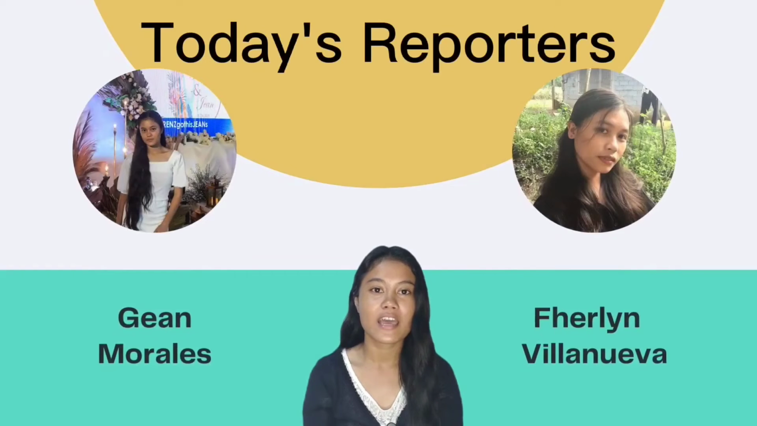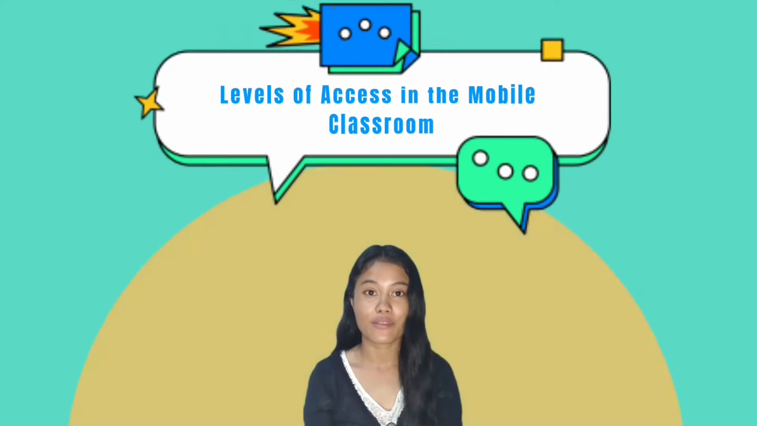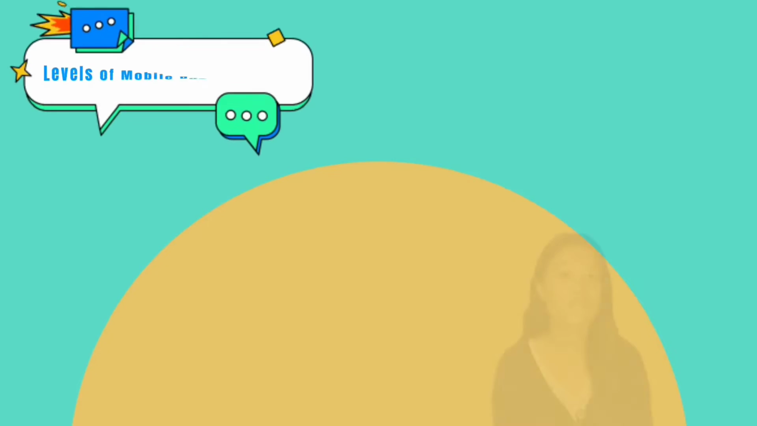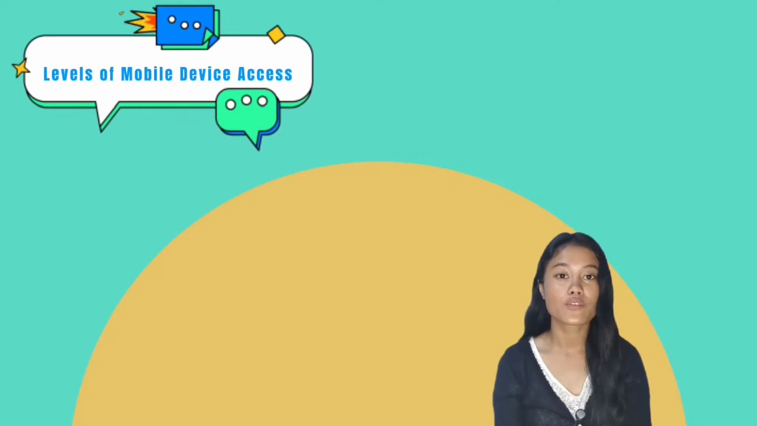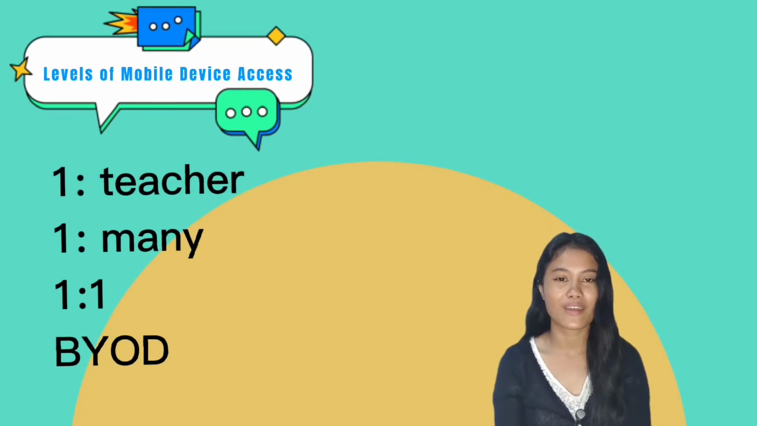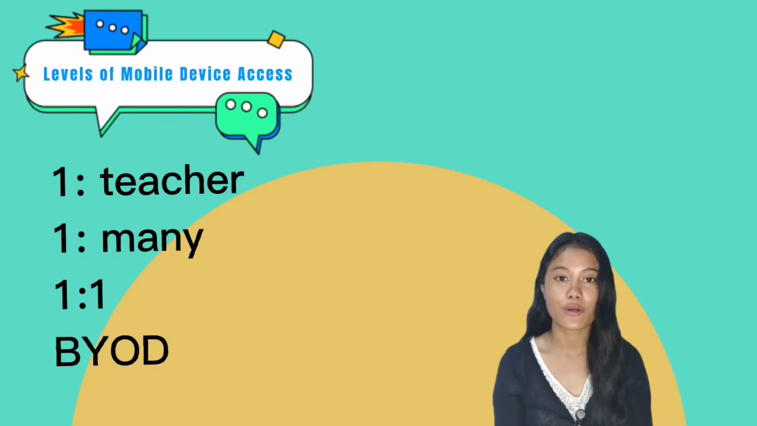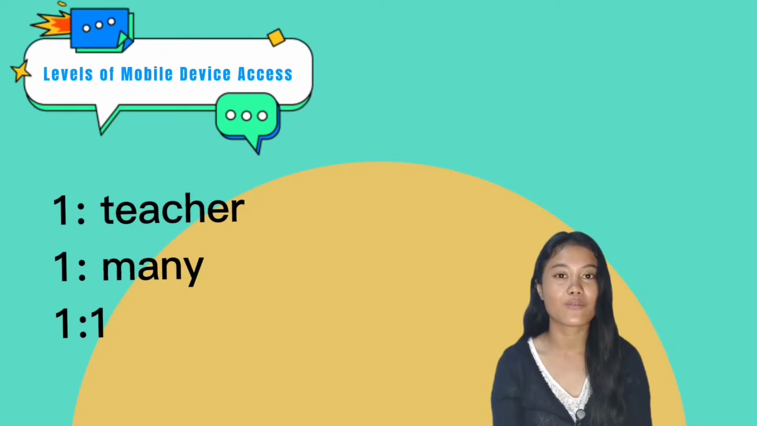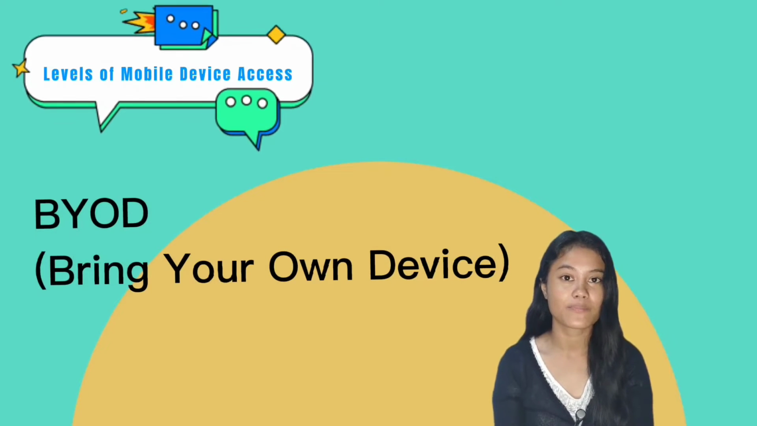Now for today's lesson, Villanueva and yours truly, Gian Morales, will be reporting about the levels of access in the mobile classroom. The levels of mobile device access include four most prominent access models. These are one-to-teacher, one-to-many, one-to-one, and bring your own device. For my report and Villanueva's report, we are only assigned to tackle the one-to-teacher, one-to-many, and one-to-one, while BYOD will be reported by the other reporters.